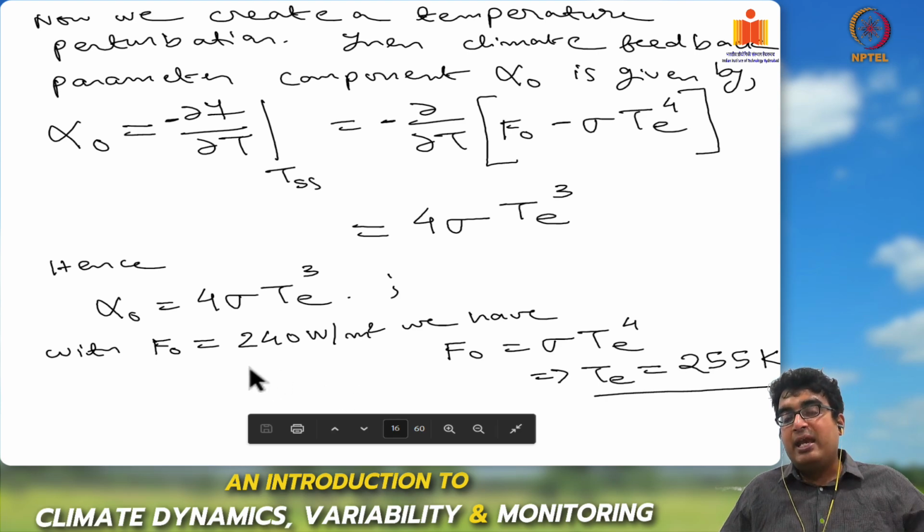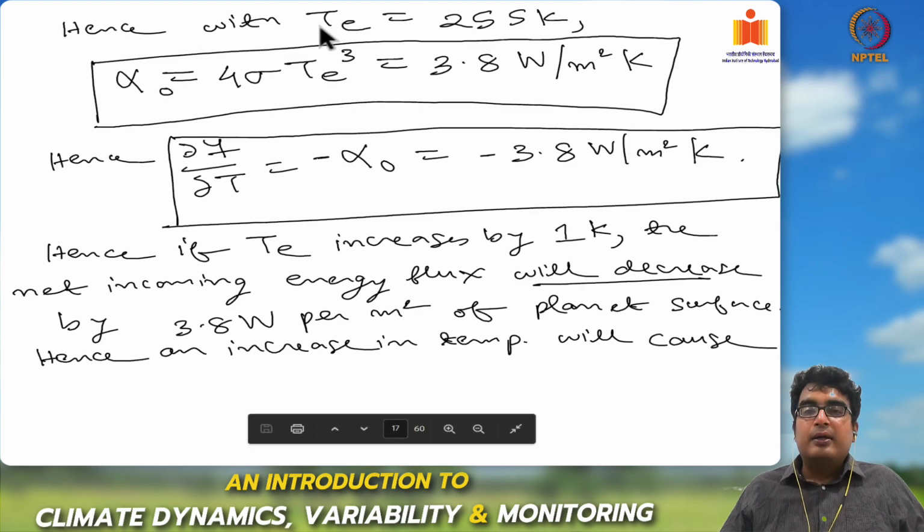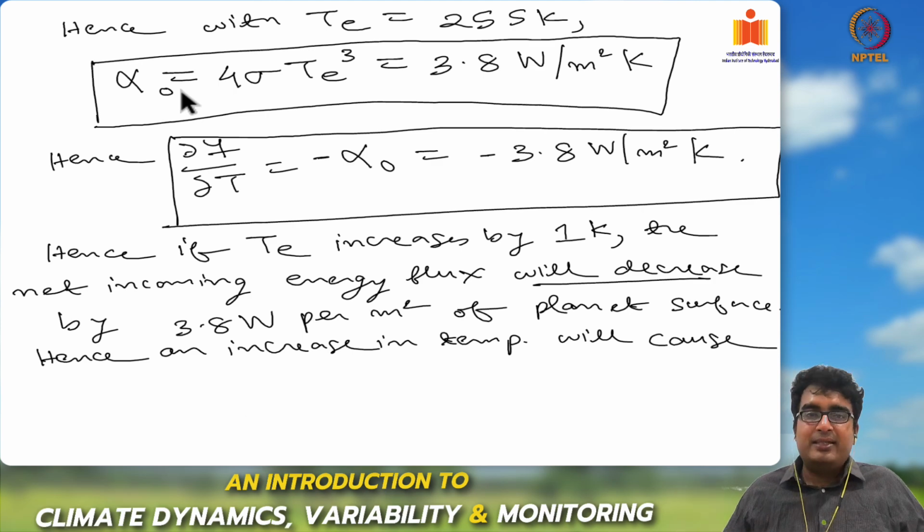Okay. Now when F0 is 240 watt per meter square, TE, the blackbody emission temperature of Earth, is 255 kelvins. So with TE as 255 kelvins, alpha 0 term for the no atmosphere case would be 3.8 watt per meter square Kelvin. So we put TE to the cube here, the Stefan-Boltzmann constant here, and multiply it by 4. We will get 3.8 watt per meter square Kelvin as the climate feedback parameter alpha 0 term, the direct climate feedback parameter with temperature.